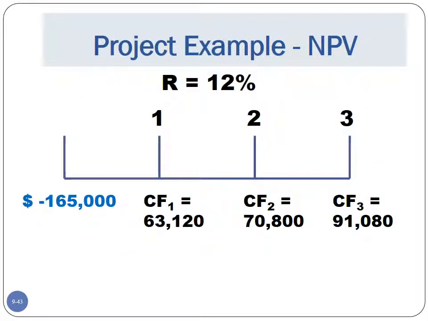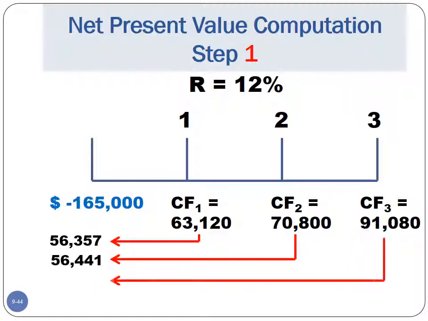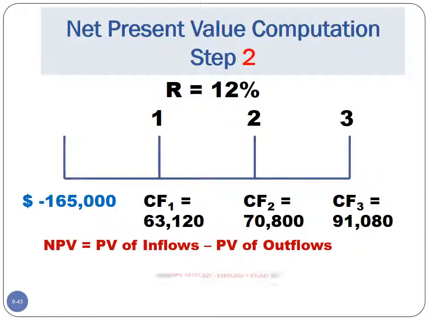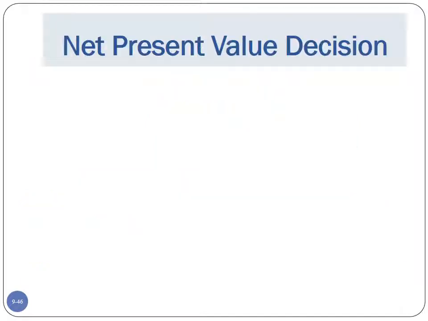So here's our timeline again. This is our example. We can take a look at step 1 in computation. We, again, discount the cash flows back to the present day. We end up with the present value of all cash flows. Step 2, we subtract the present value of outflows from the present value of inflows. So we start with the present value of the cash flows discounted to present day. Minus 165,000, we see that the net present value is 12,627.